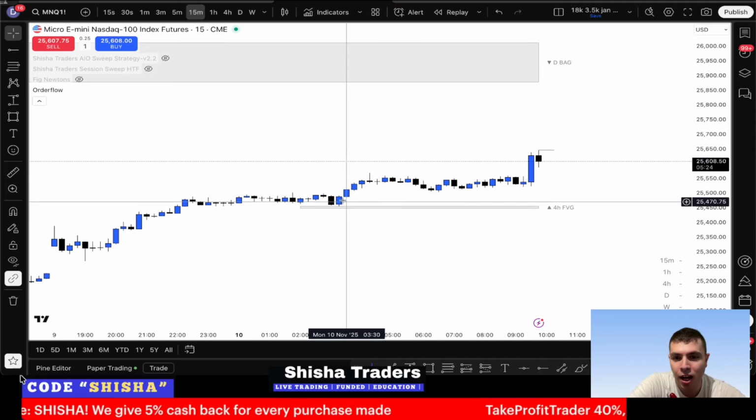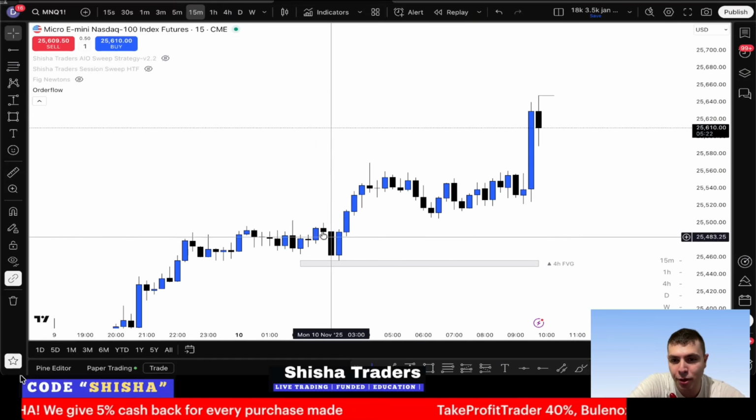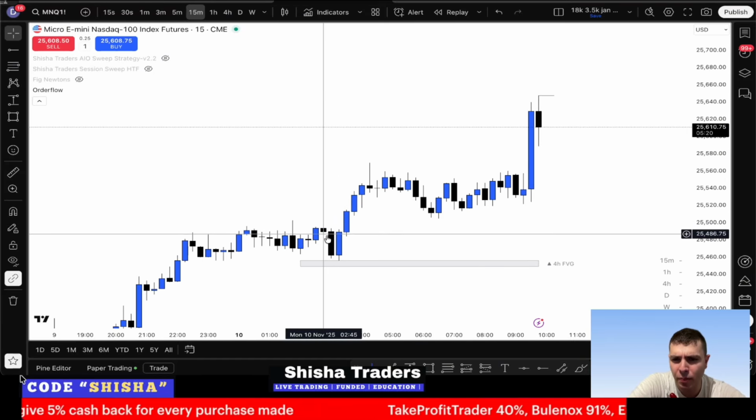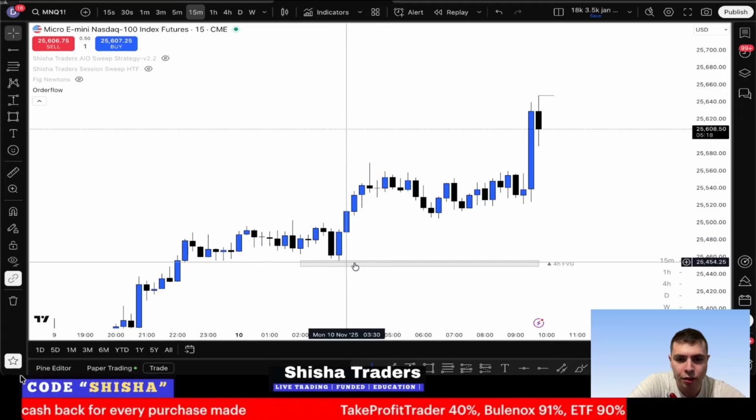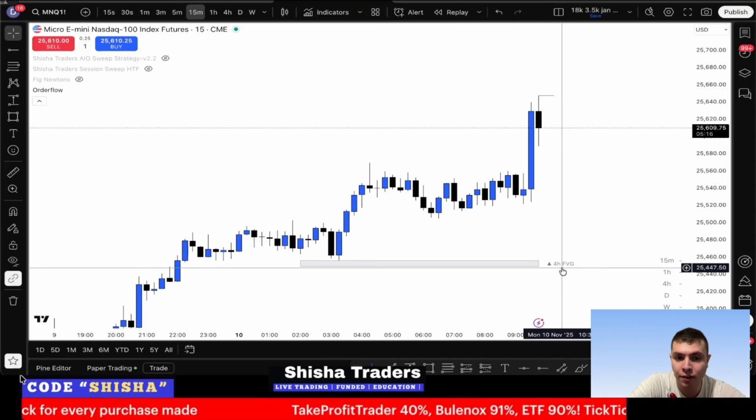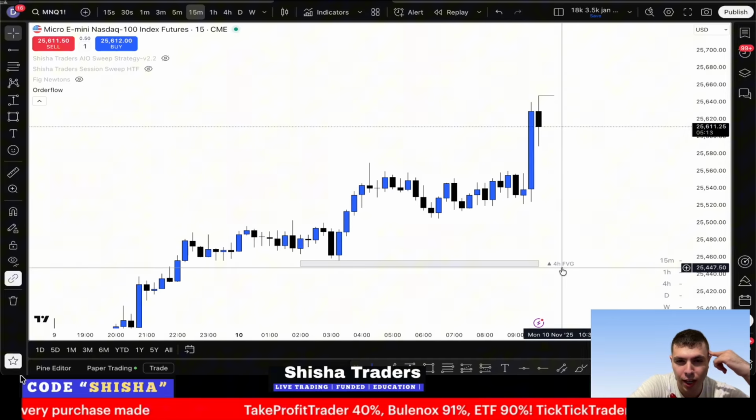So let's say I'm trying to short here, right? Let's say I'm trying to short here. Oh, it's dumping. Let's go. But you're shorting into a 4 hour fair value gap, all right? Think of it like that, okay?